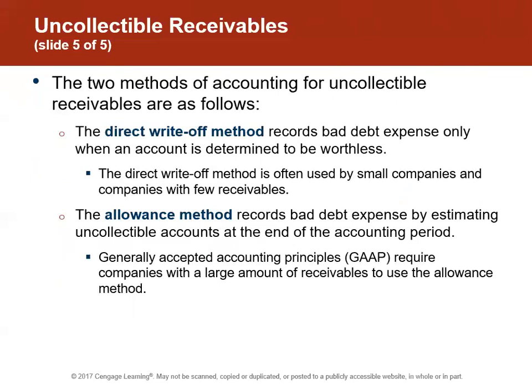So when we're dealing with these uncollectible receivables, there's two methods that we can use to deal with them. We have the direct write-off method, when we literally look at a company and say, you know what, they're not going to pay. And we just write off that account to bad debt expense. So we just expense it out, okay? That's often used by small companies or companies with few receivables. A lot of times it's used with companies that use like the cash method.